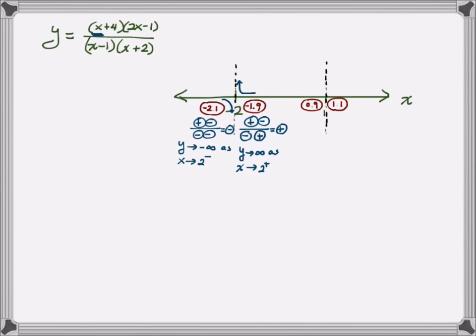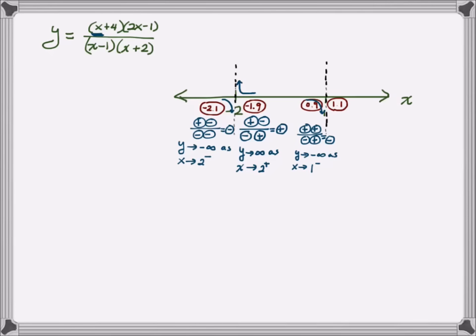The third test point, 0.9, we do the same thing. We get plus times plus over minus times plus. This has three plus signs with one negative sign, which means that this is going to be a negative result, which means y goes to negative infinity as x approaches 1 from the left. And the arrow will be pointing downwards as I go near 1 from the left.